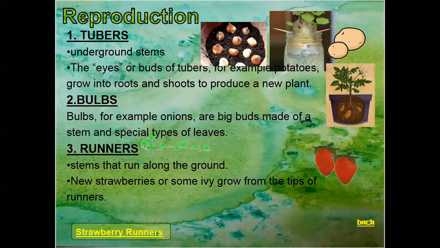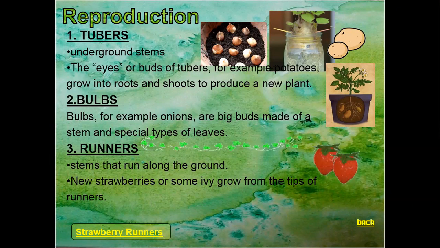A tuber is a small part of a potato, for example. If you cut the potato into four or five parts, one part of this is called a tuber. In Arabic, dara. Okay?